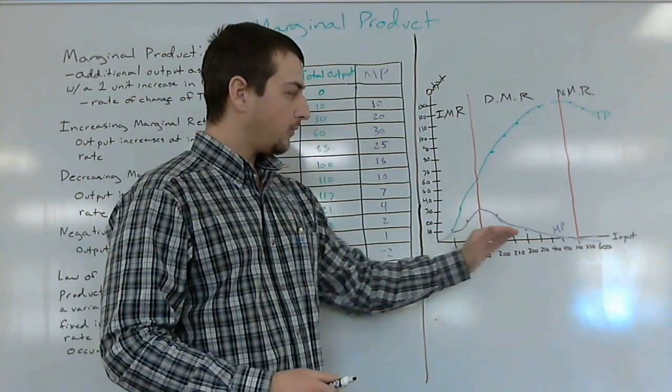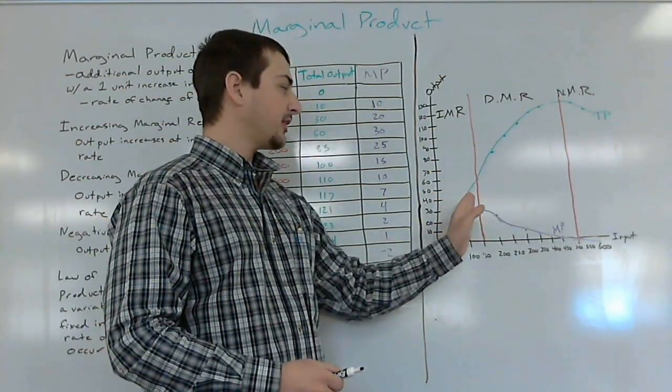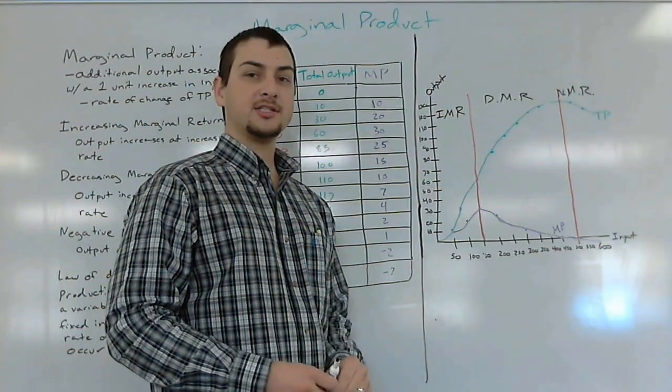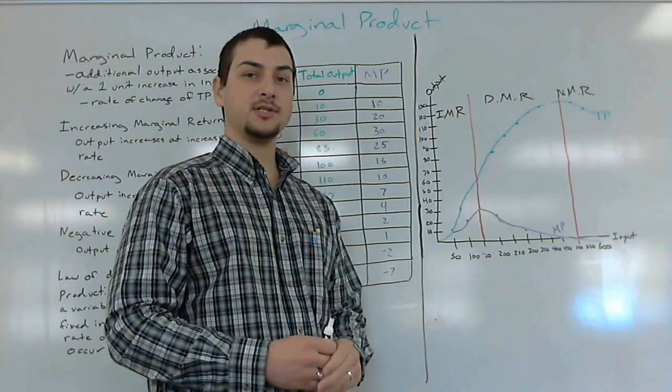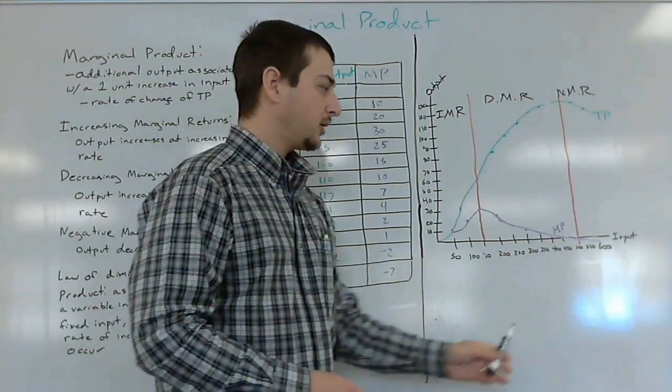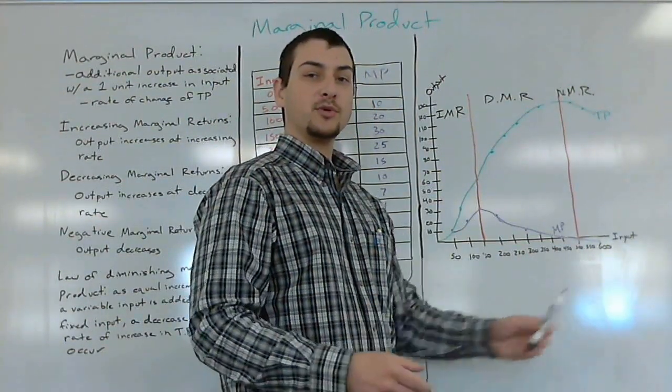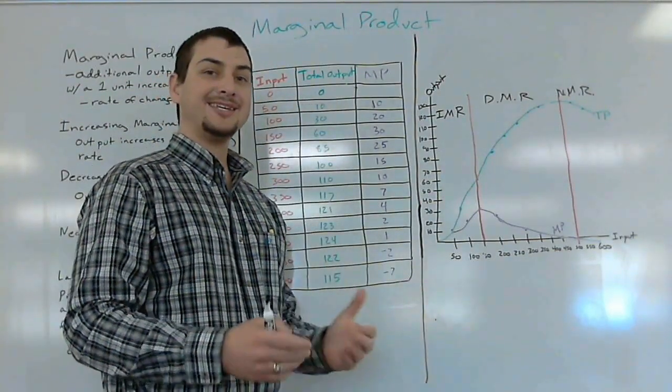But as soon as we draw our marginal product curve, we can find that the peak of the marginal product curve is where the separation between increasing and decreasing marginal returns is. Then we can also see that where the marginal product actually becomes negative, that's where negative marginal returns begin.